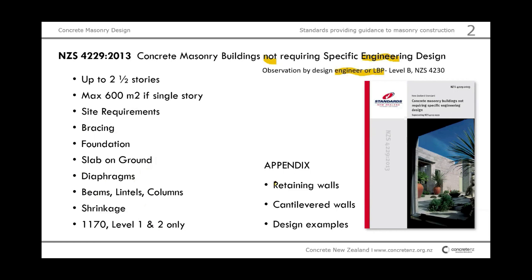There are appendices, one on retaining walls, which is always good for an engineer who wants to get a quick feel for the design of a retaining wall up to 2.40 meters, I think it is. There are also standalone cantilevered walls and a design example. This is in particular interesting for people who really want to get an understanding of 4229 because it shows step by step on a simple design how you design all these things, foundation, bracing, etc.